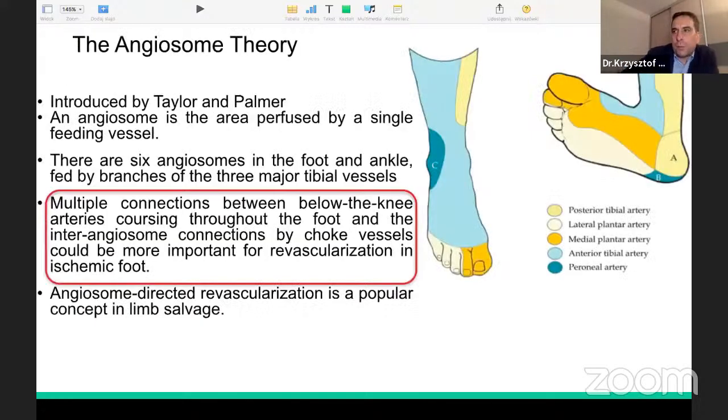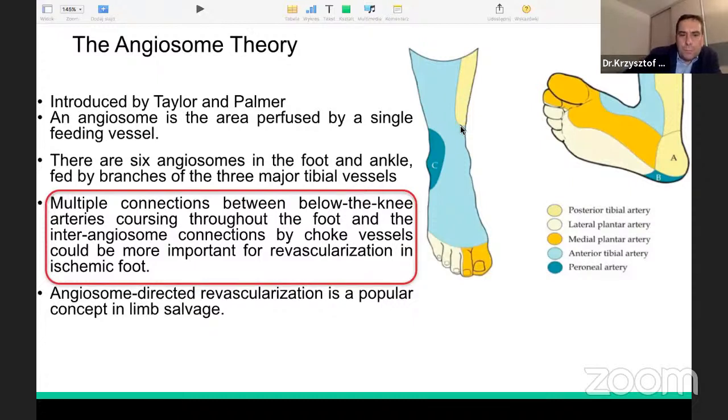The angiosome theory, it's a kind of different approach to the problem of the below the knee. The most important thing is that distally, Taylor and Palmer described 6 angiosomes, which means areas which are fed by one feeding vessel.